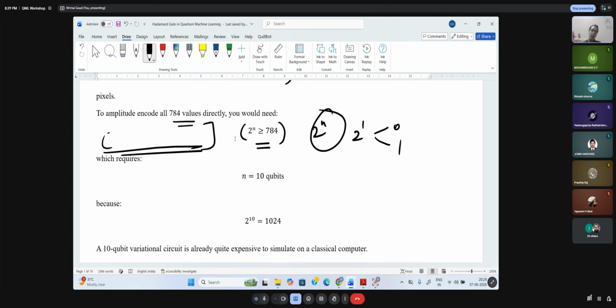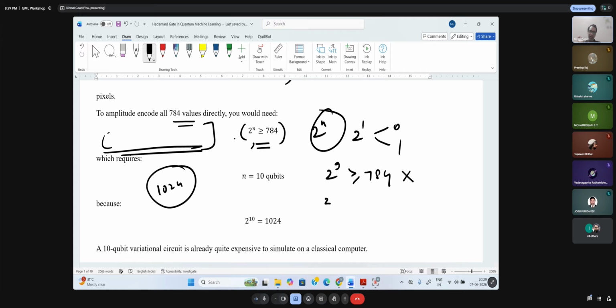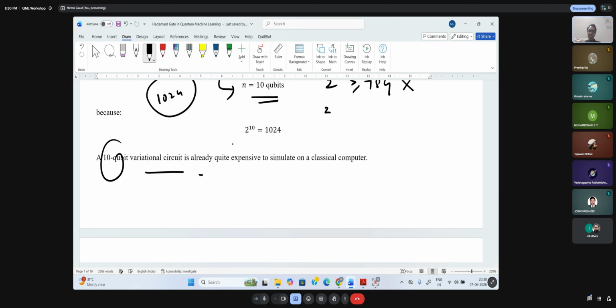How many qubits will be required to represent this many features? 2 to the power 9. How much is 2 to the power 9? Is it greater than 784? 2 to the power 1 is 2, 2 to the power 2 is 4, 3 is 8, 4 is 16, 5 is 32, 6 is 64, 7 is 128, 8 is 256, 9 is 512. So 512 is not greater than or equal to 784. This condition failed. 2 to the power 10 is 1024, so now the condition is satisfied. Therefore, the minimum number of qubits required to represent a 784 feature image is 10 qubits. So a 10 qubit circuit is required.